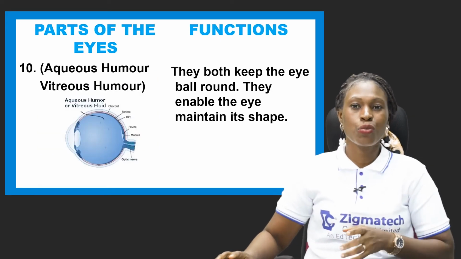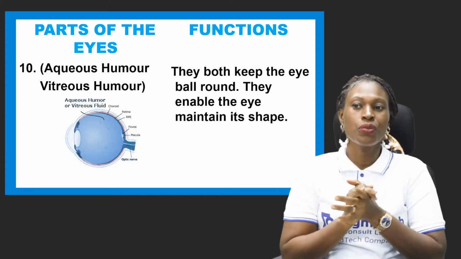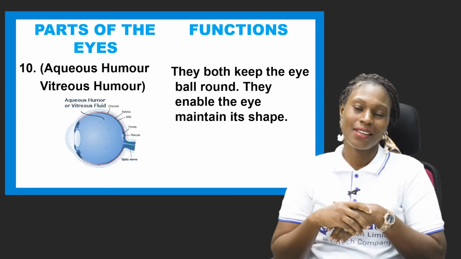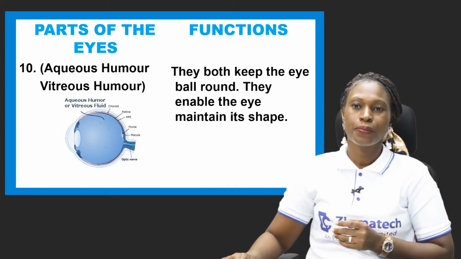Now we also have the aqueous humor and the vitreous humor. They both keep the eyeball round. They enable the eye to maintain its shape. That's what the aqueous humor and vitreous humor does.